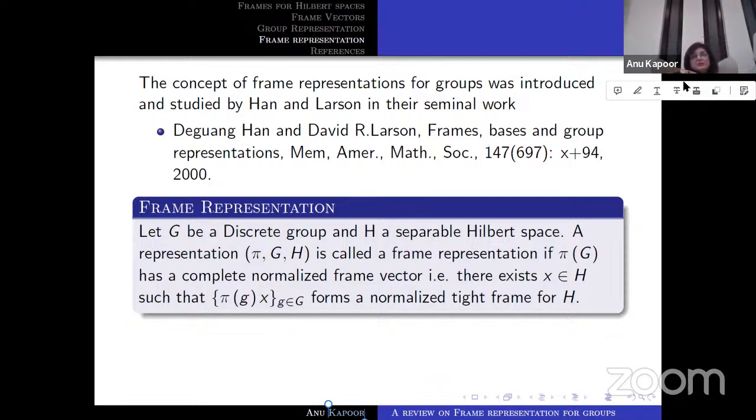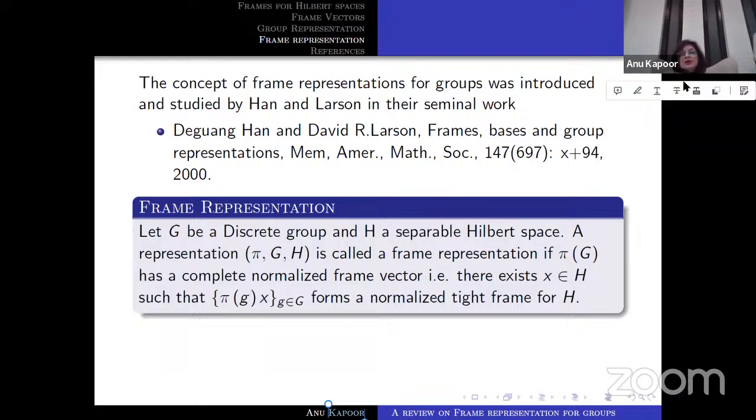The concept of frame representation for groups was introduced and studied by Han and Larson in their work Frames, Bases and Group Representations in the year 2000. And much needs to be done in this area, which I feel has not been explored much. Now, what is a frame representation? If G is a discrete group and H a separable Hilbert space, a representation, in this case a unitary representation, pi of G on H is called a frame representation if pi(G) has a complete normalized tight frame vector.